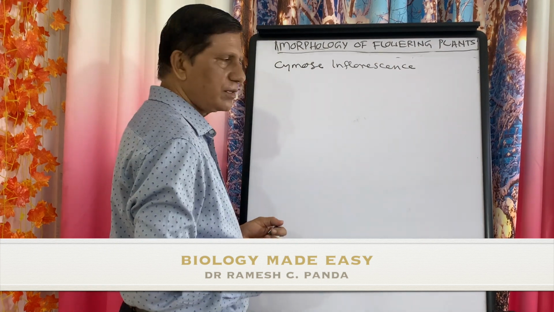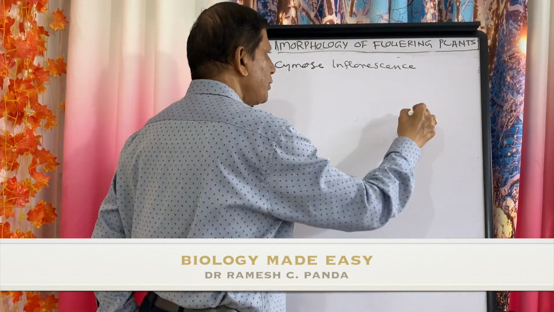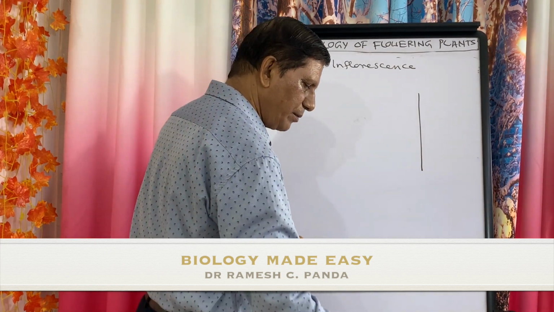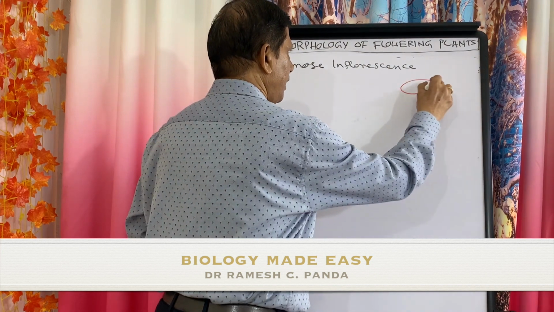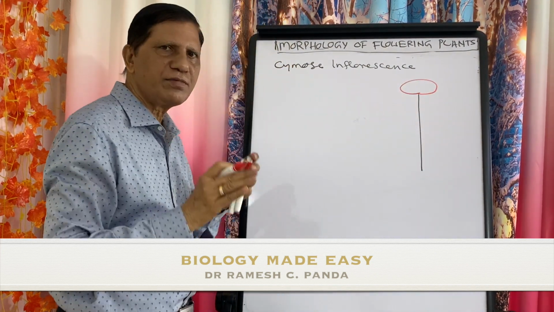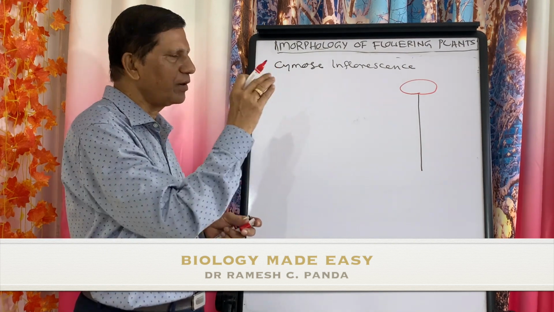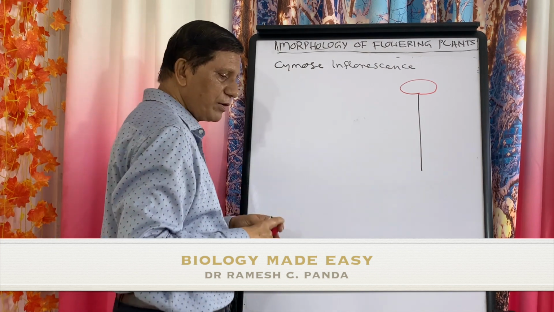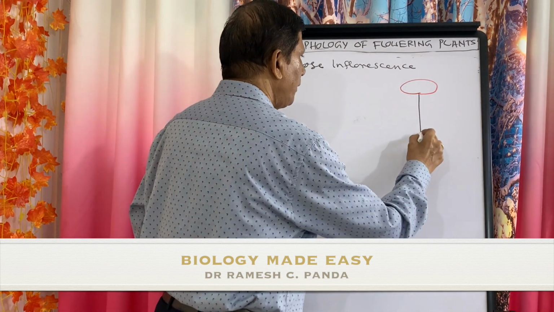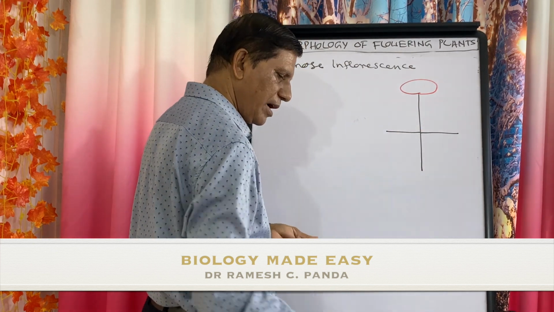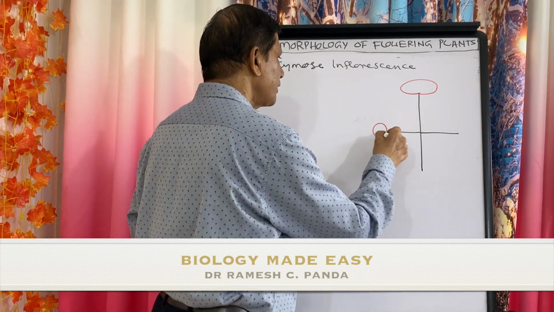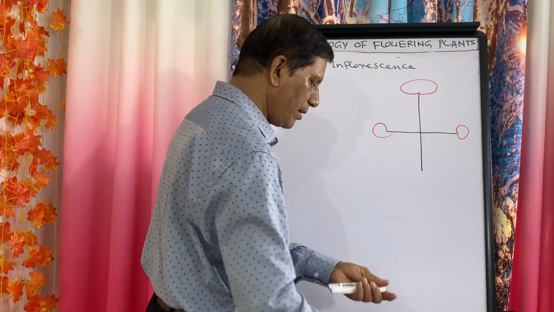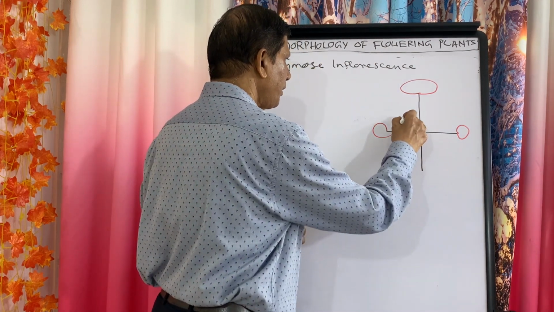As we have discussed earlier, in cymose inflorescence there is one axis, and this axis usually terminates with a flower. That means now the growth becomes definite. The floral axis cannot grow further. It is restricted. Then how will the next flowers come out? The next flowers will come out below it, like this, and again they will terminate in flowers. Then again the growth is restricted, becomes definite. If further flowers come out, they will come out below these flowers.